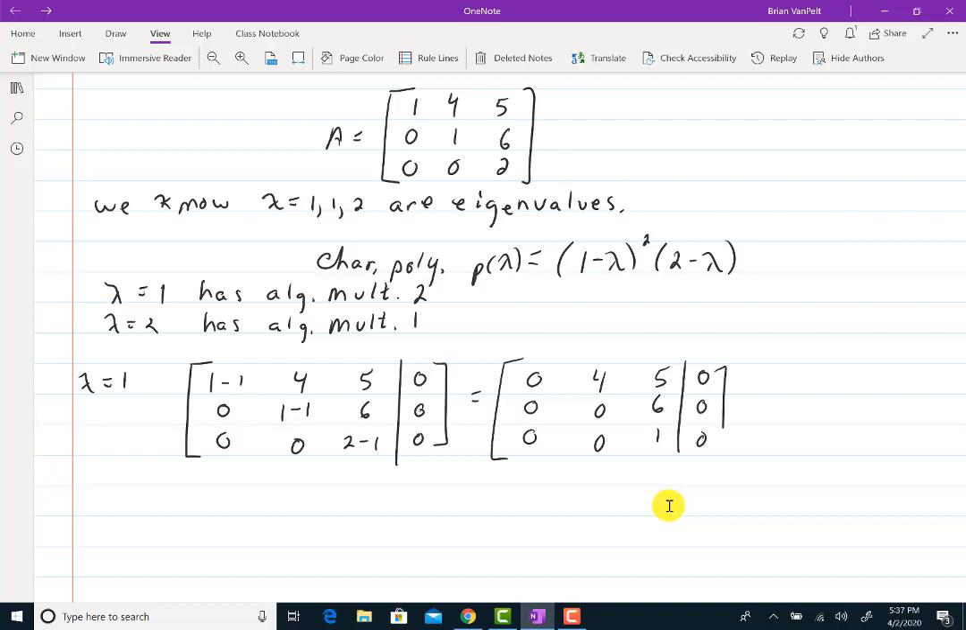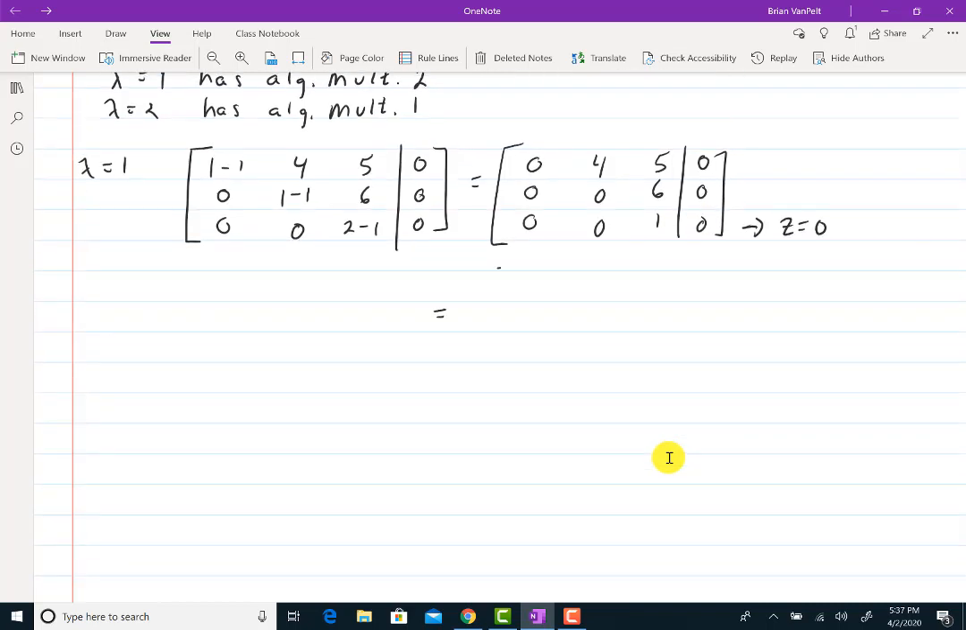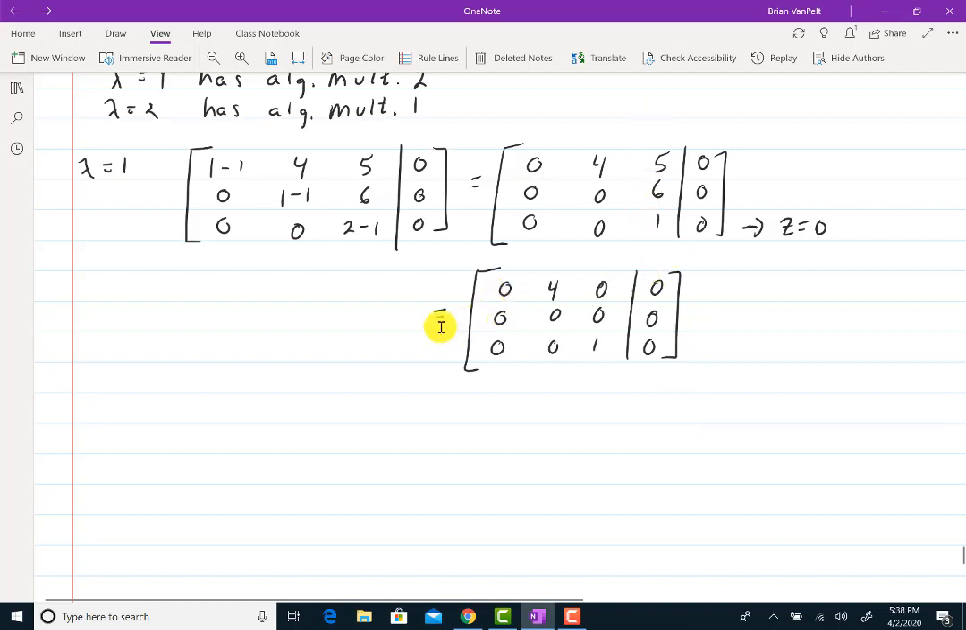Now think of this in terms of x, y, and z. This last row tells me that z equals 0. I can use that 1 to wipe out the entries above it. And we can see that z equals 0. But the row above says that 4y equals 0, so y equals 0. The only free variable I have is x.